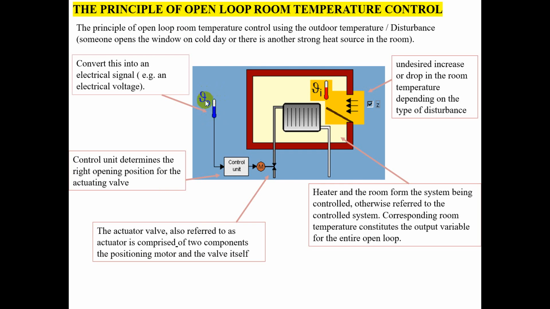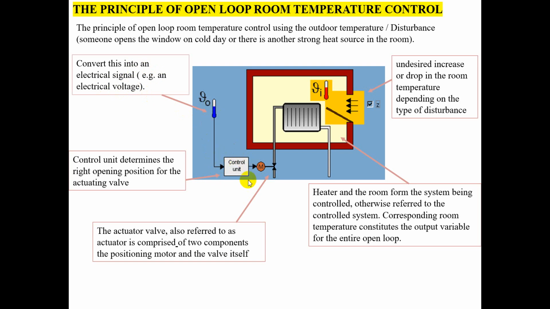We have a thermometer here which is going to record a temperature in some degrees, and as you know, this is a control system, so it needs electrical signals to work. So the job of this system is to convert your temperature into electrical voltages or electrical signals, so that the control unit can work on this one.